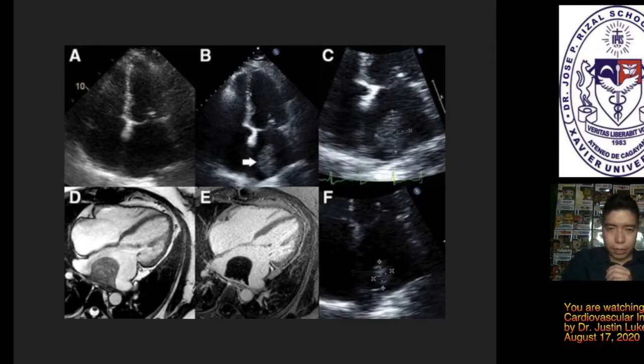So for cardiac masses, the most common cardiac mass is still the thrombus, and this is one example of a thrombus in your left atrium. These are four chamber views of the heart on 2D echo and on MRI. So these are your four chambers. This is your thrombus, which is located at the left atrium.